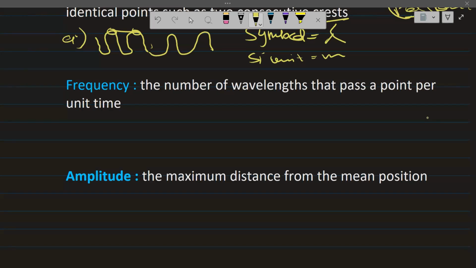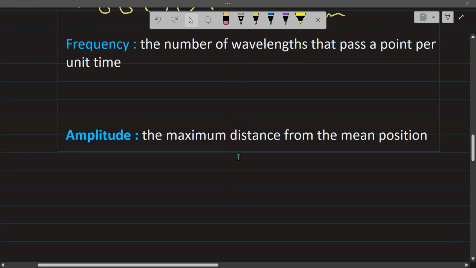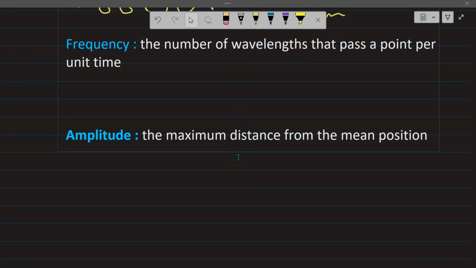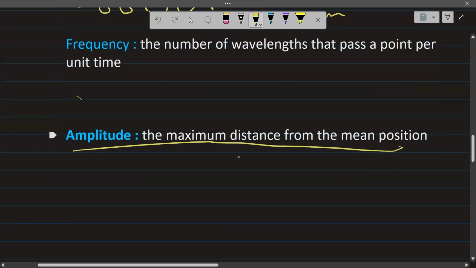Now let's come to the amplitude. Amplitude is basically the maximum distance between the main position and the extreme position. This is known as amplitude. There's no spelling mistake: main position to extreme position. So this is the definition of amplitude.